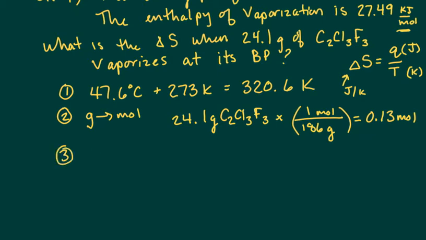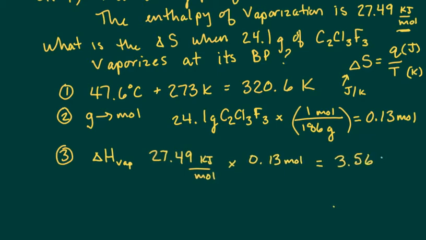Step 3 is going to be that we're given our delta H, okay, our enthalpy of vaporization. Again, don't get confused by large words. You know what enthalpy is. They're just giving us a delta H. We're given 27.49 kilojoules per mole. And we know that in order to get rid of a unit on the bottom, we have to multiply by it. So when we do that, we are given 3.56 kilojoules. Remember, the moles went away because that was our point.